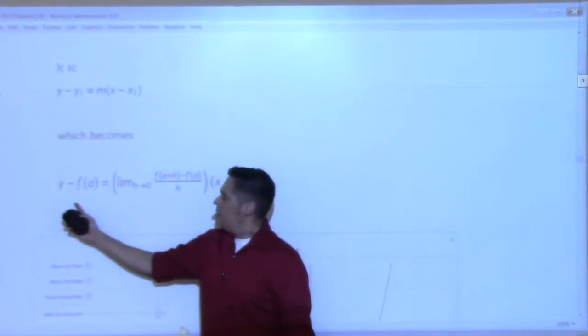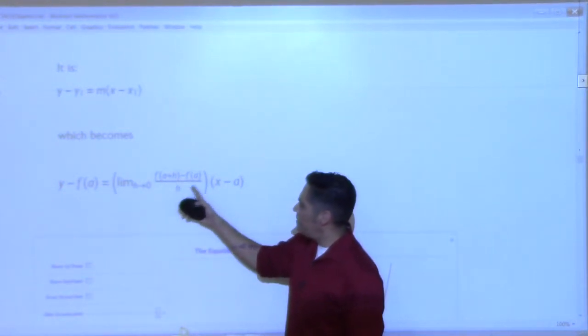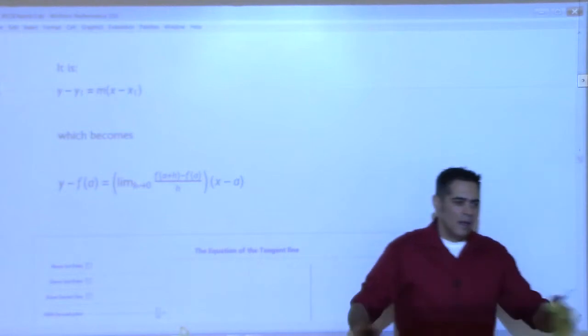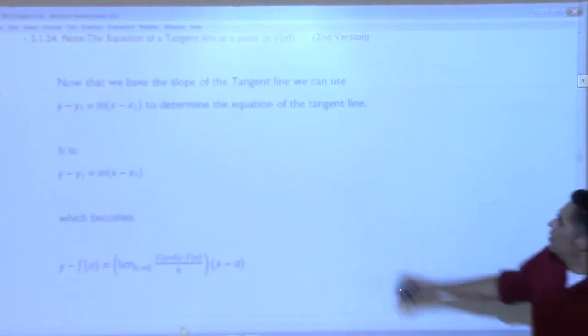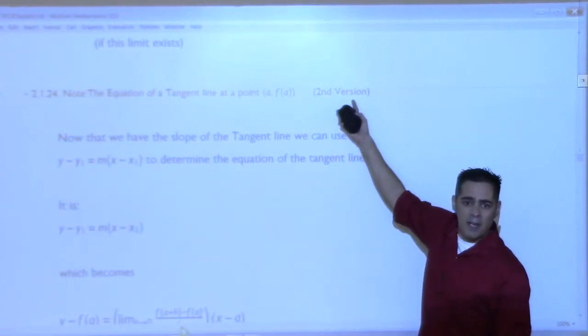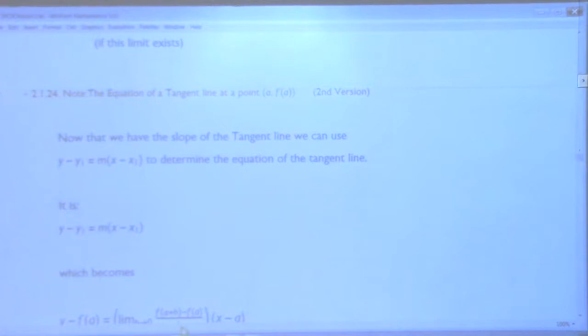We have y minus f of a equals limit h goes to 0, f of a plus h minus f of a over h, all over x minus a, all times x minus a, and that is the second version, and that's what I call it. This is the second version of the definition. All right? So we have a first version and a second version.